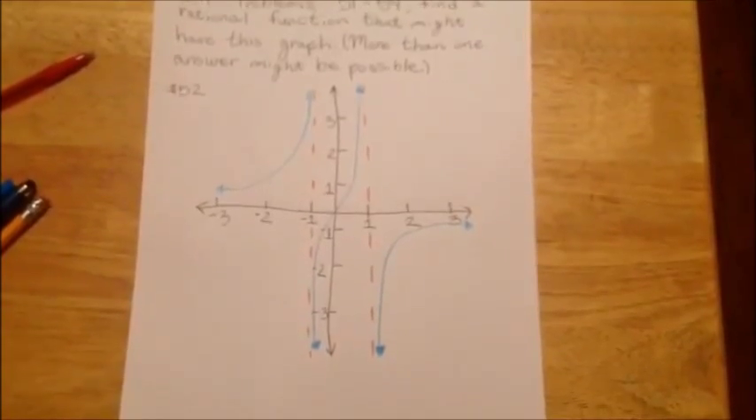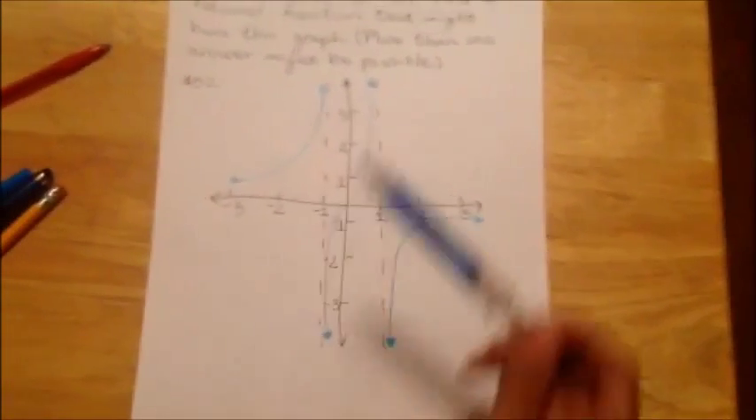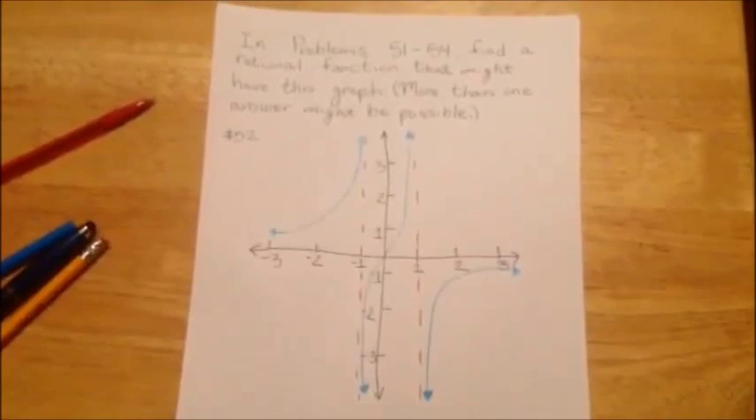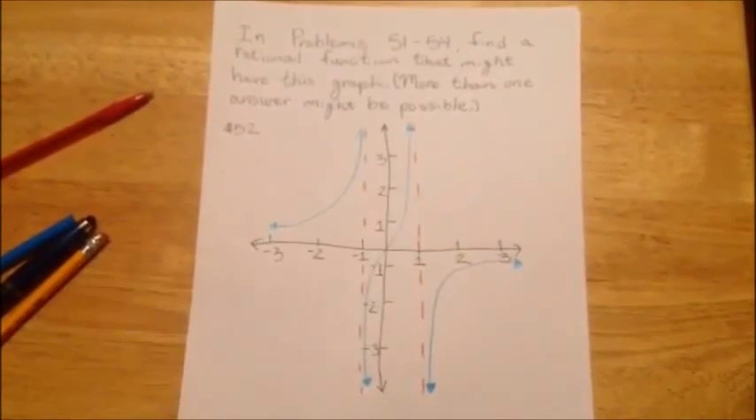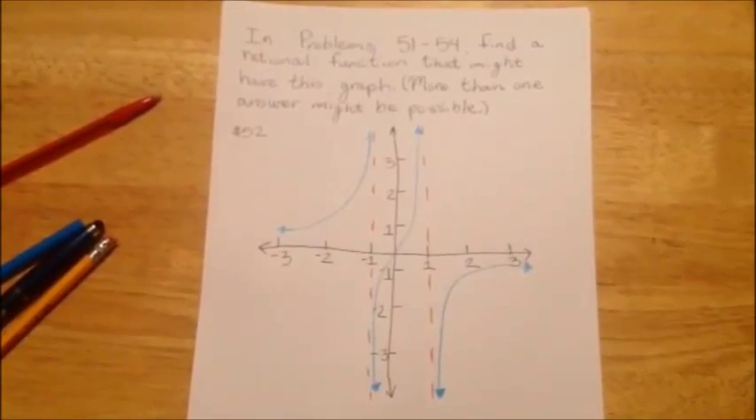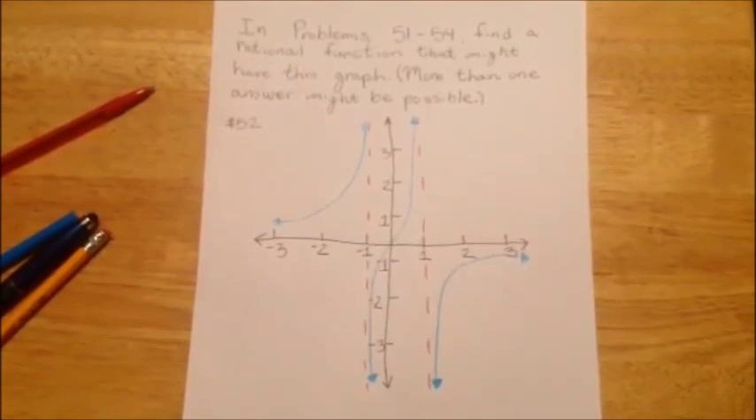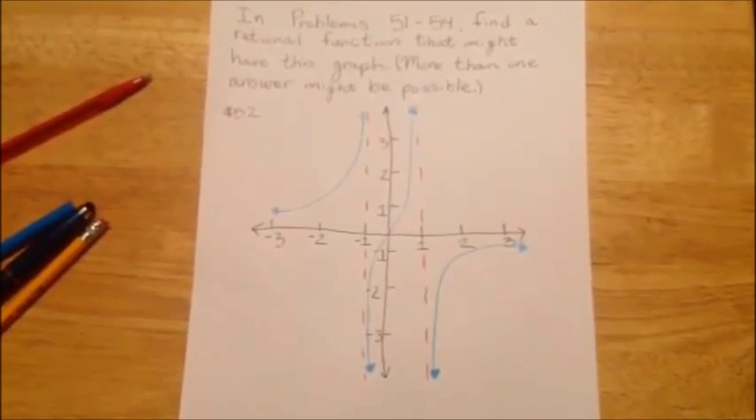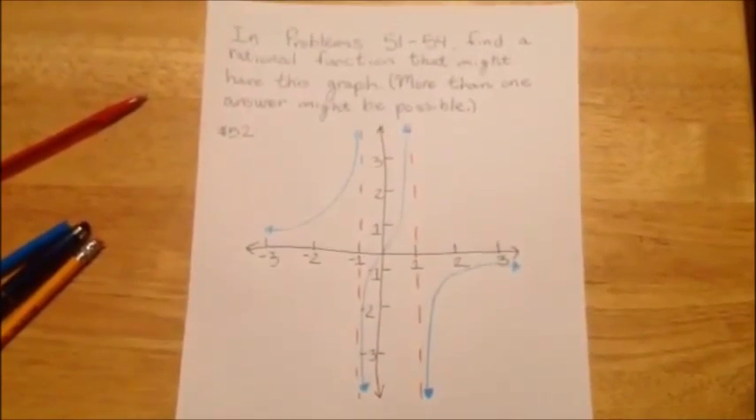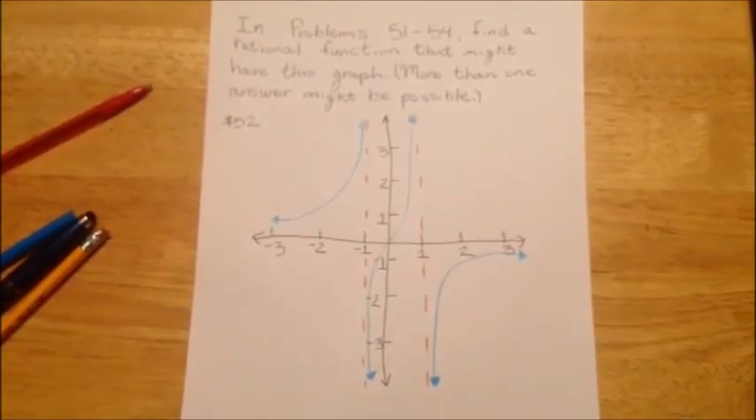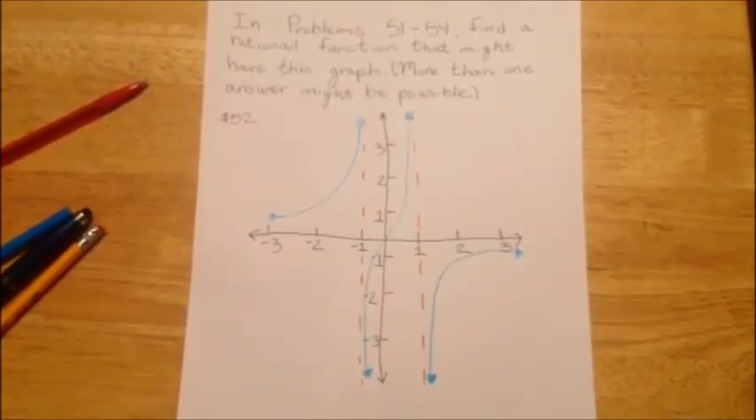Hello, today I'll be showing you how to make polynomial and rational functions from looking at a graph. In problems 51 through 54, find a rational function that might have this graph. More than one answer might be possible. So today we're going to be doing problems 52 and 54.